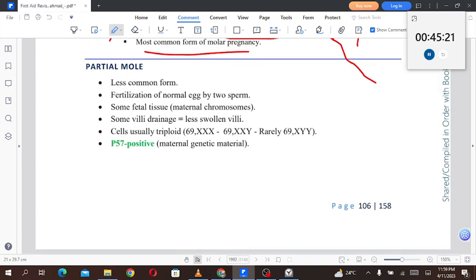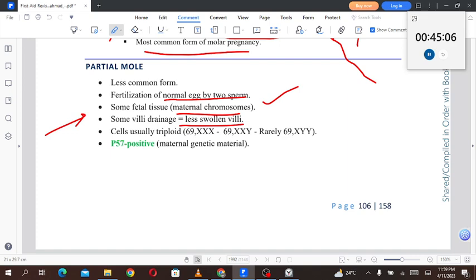The partial mole is the less common form. It is fertilization of a normal egg by two sperms. Some fetal tissue is present, like maternal chromosomes are present, so there will be some fetal tissue. Some villi, it's a mnemonic again. Some villi drainage, and so there will be less swollen villi.